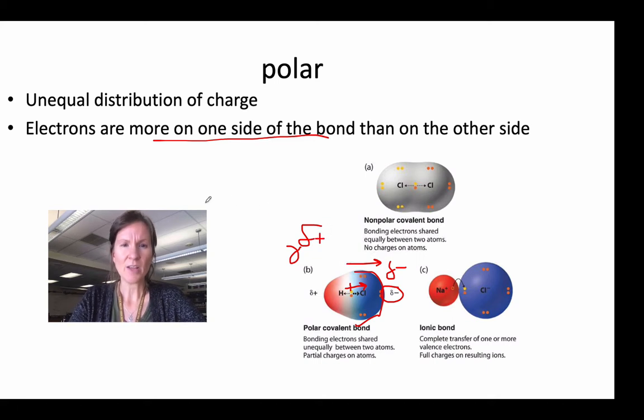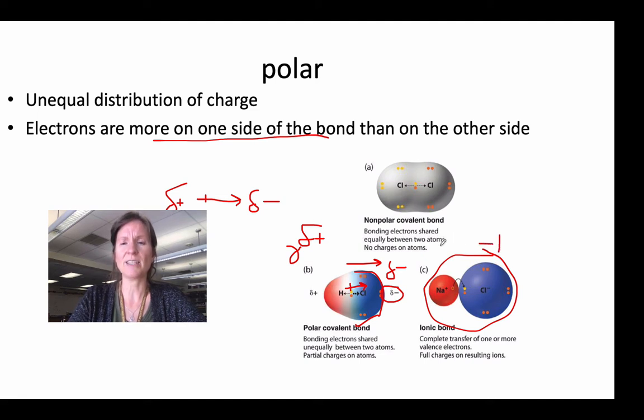So I'm drawing in here a dipole moment arrow, the idea that you're pointing towards where the electrons are being pulled to and then leaving behind the area that's slightly positive. Once I have a full transfer of electrons, like in an ionic bond, I no longer have partial charges, I have full point charges. Full positive, full negative. So that's the difference in charge.